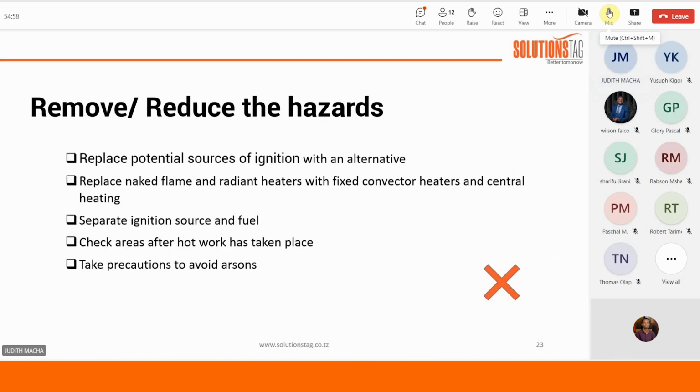And you will need to reduce them, whether it's to replace or eliminate the source of ignition, to replace the flame, or to separate the fuel from the source of ignition itself. You have to make sure you reduce those risks. Take whatever precautions are needed to reduce them as low as possible. Remember also to take precautions to avoid unauthorized access to the premises or the area that you are working in.